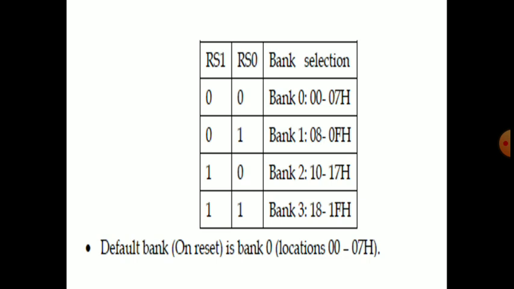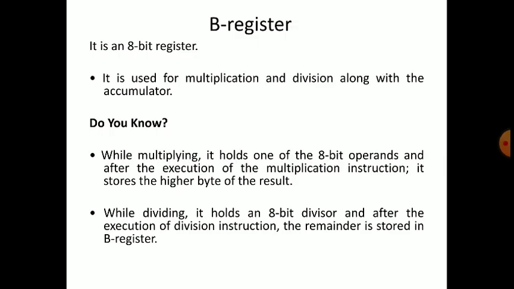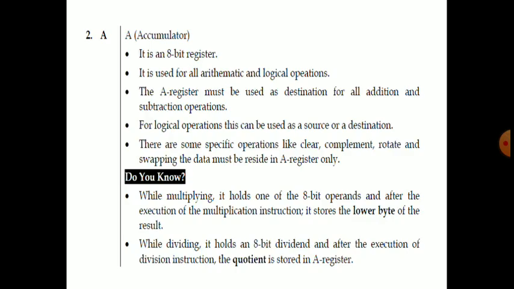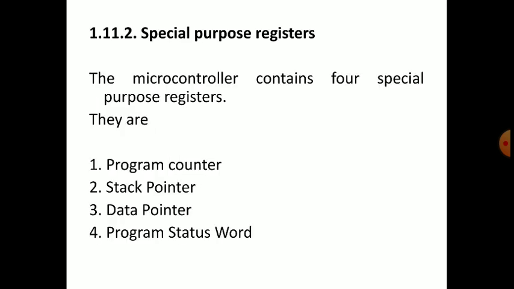And default bank, this can also be a question: on reset, what is the default bank selection? That is, bank 0 will be selected. The accumulator register is the most important register, an 8-bit register used for all arithmetic and numerical operations. In multiplying it will store the lower byte, in dividing it will store the quotient. The B register is used for multiplication and division. Multiplying it will store the higher byte, and dividing it will store the remainder.